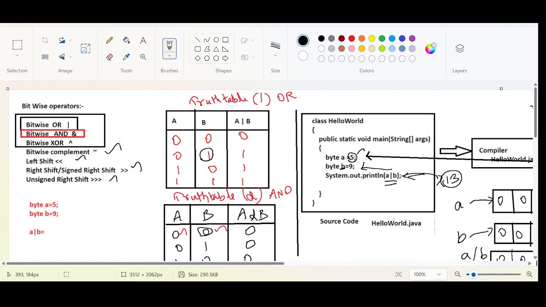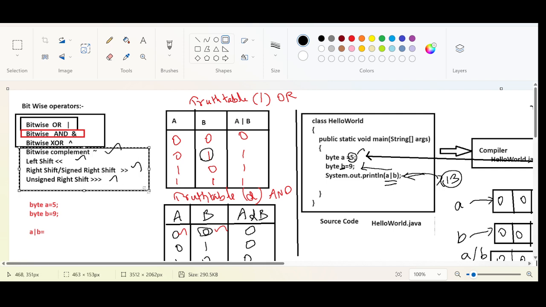How the memory allocation is happening internally, how the numbers are getting converted to binary numbers, and how the values are getting evaluated. These are the bitwise operators: bitwise OR, bitwise AND, bitwise XOR, and we also have bitwise complement, left shift operator, right shift operator, and triple right shift operator. We can also call it the unsigned right shift operator. We will discuss the remaining things which are left to be discussed.